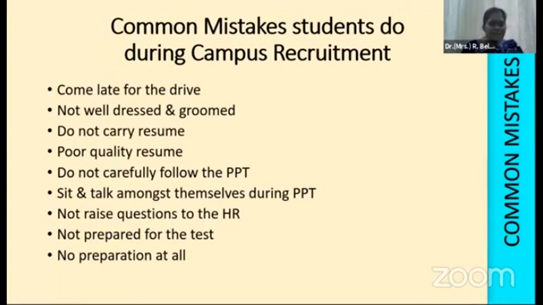Do not come without a resume. Students say, ma'am, I will go and take a printout, I didn't expect to go to the interview. Oh goodness, then why did you come for the campus recruitment? Okay, so I'll go take a printout and come. I showed you all the poor quality resumes.